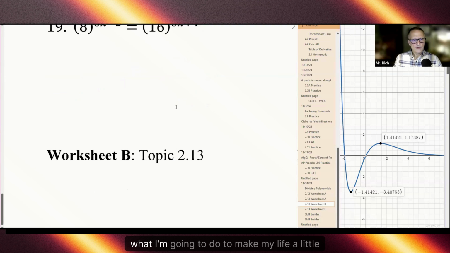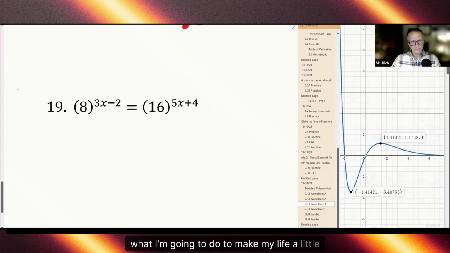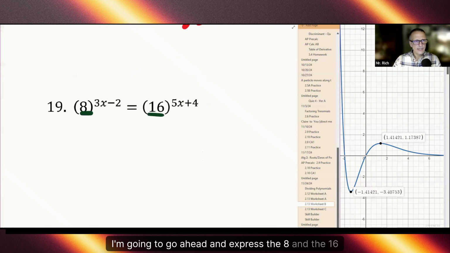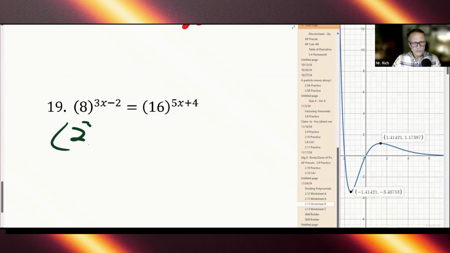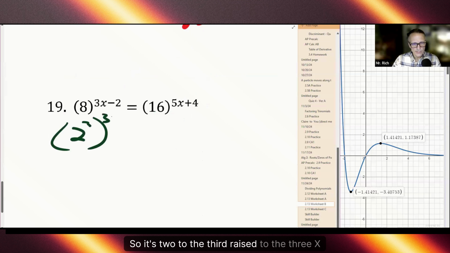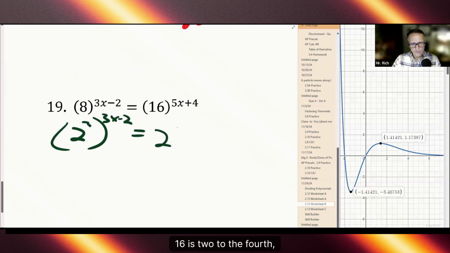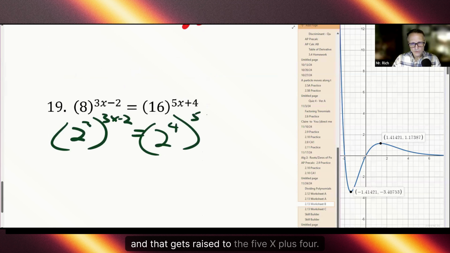Over here, what I'm going to do to make my life a little simpler is express the 8 and the 16 as the same power, and they can both be re-expressed as powers of 2. So 8 is 2 to the third, so it's 2 to the third raised to the 3x minus 2. 16 is 2 to the fourth, and that gets raised to the 5x plus 4.